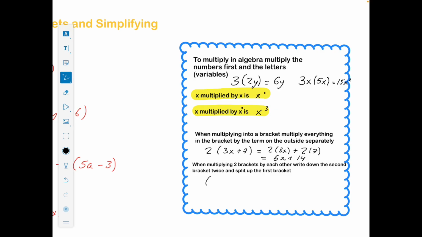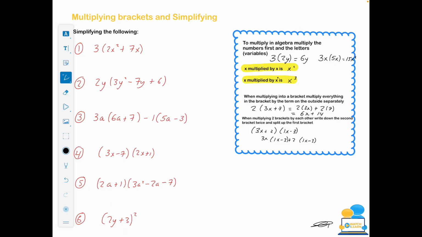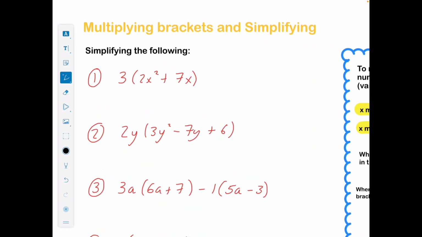So that's that, finished. Okay, and then when multiplying two brackets by each other, write down the second bracket twice and split up the first bracket. So a quick example there would be 3x plus 2 and 1x minus 3. Okay, so what we're going to do, we're going to write down the second bracket twice and split up the first bracket. Okay, and then you'd multiply it out from there. Okay, now we'll see some examples of those in a second. Okay, so they're your key rules. They're the bits you kind of need to learn. Now we'll put that to practice.